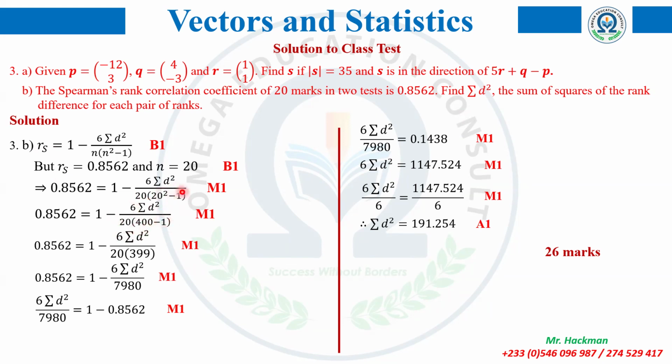20, come and work on what you have in the bracket. 20 squared will give us 400 minus 1. Keep whatever you have here. Come and work. So this will give you 399 times 20. So someone can move from here to this straight away. Take note, you end up getting the same result.